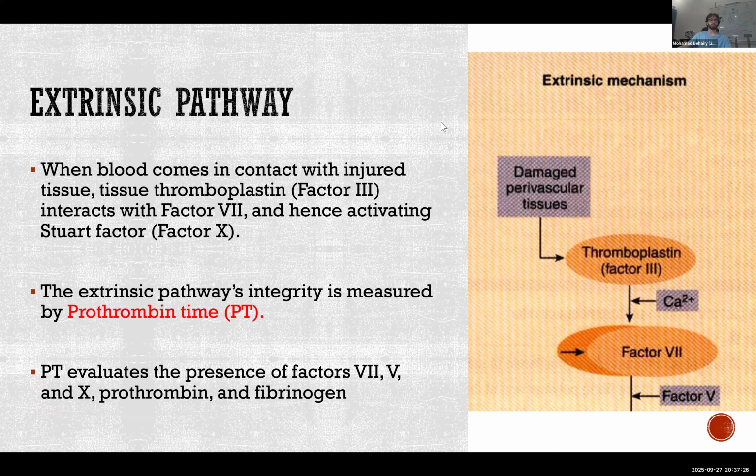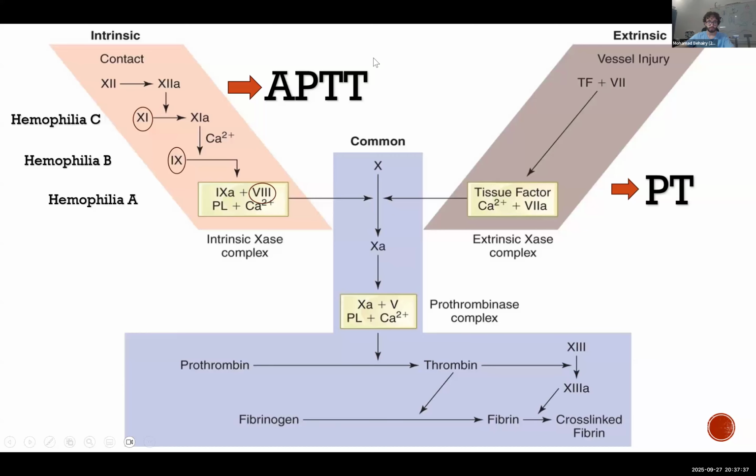But I'll repeat. If we have an increased prothrombin time, it's abnormal, too long. It means we have a problem in the extrinsic pathway, which is this one. Let's go back. This one. If we have a problem in the extrinsic pathway, it means the problems we have are in the tissue factor, which is factor 3 and factor 7.